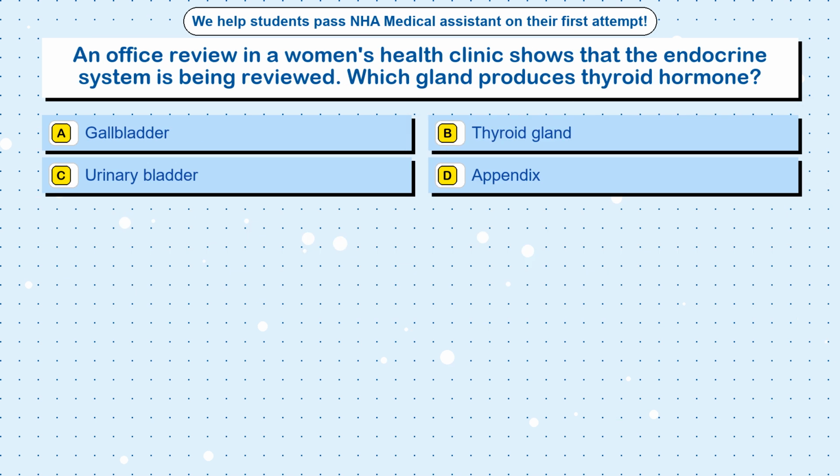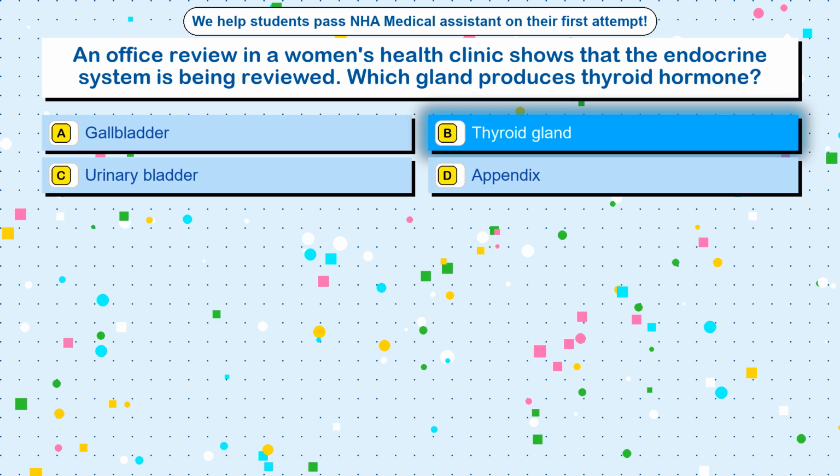Question 6. An office review in a women's health clinic shows that the endocrine system is being reviewed. Which gland produces thyroid hormone? Option A, gallbladder. Option B, thyroid gland. Option C, urinary bladder. Option D, appendix. The correct answer is option B, thyroid gland.